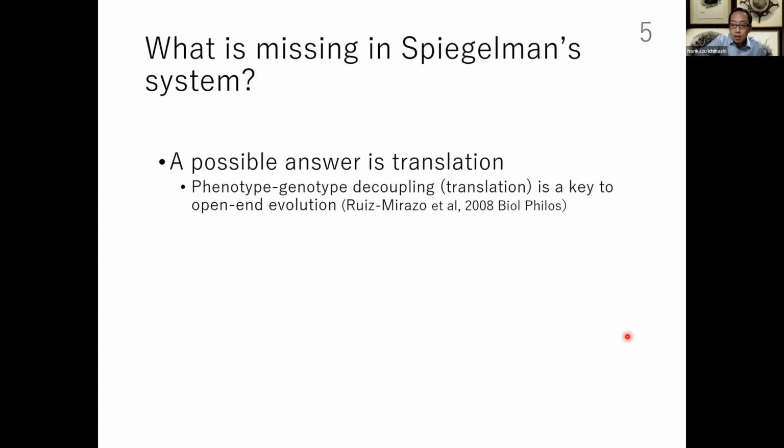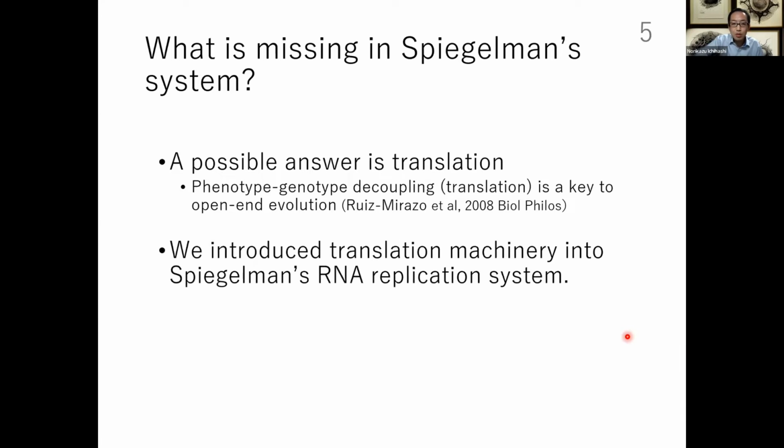We thought that a possible answer is translation. Translation is a process that decodes nucleotide sequences into amino acid sequences, and that allows a decoupling between phenotype and genotype. Phenotype here is protein, and genotype here is RNA sequence. Theoretically, it is proposed that this decoupling is a key process for open-ended evolution. So based on this idea, we tried to introduce translation machinery into Spiegelman's RNA replication system.